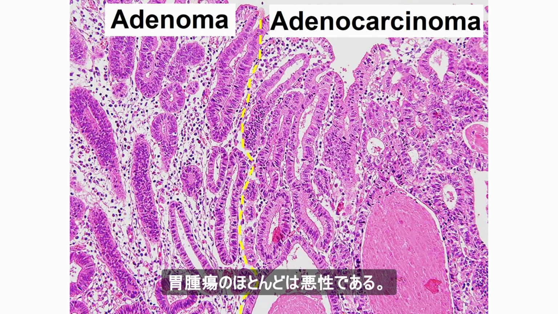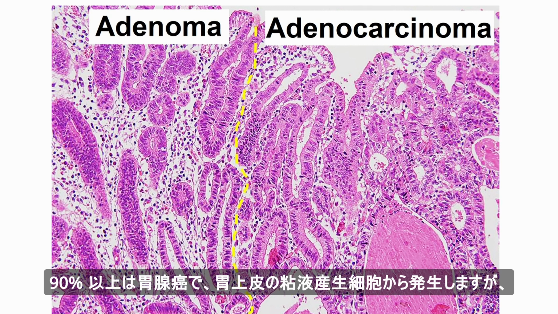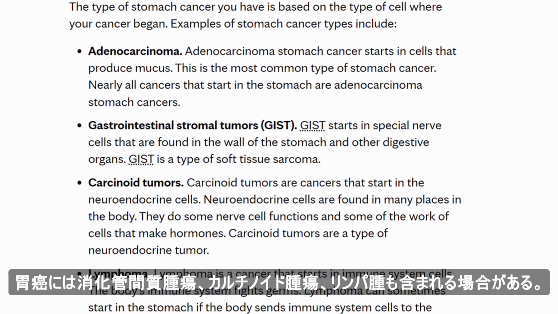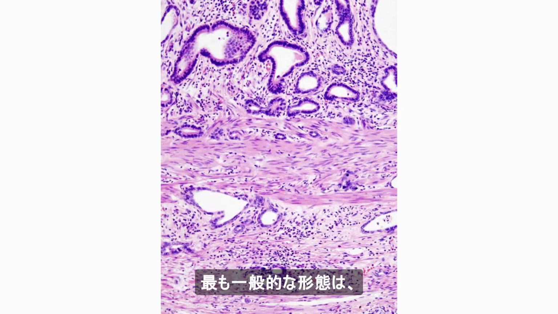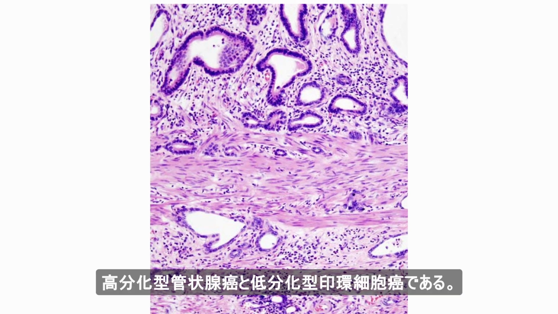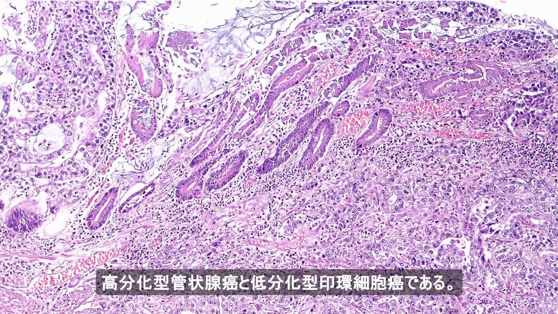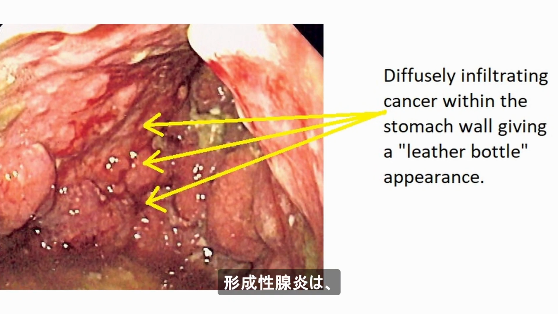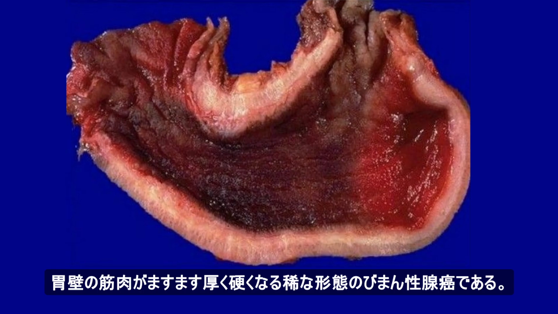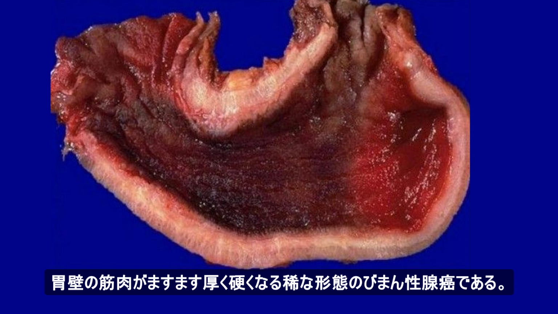Most stomach tumors are malignant. More than 90% are gastric adenocarcinomas and arise from mucus-producing cells in the gastric epithelium. But stomach cancers can also include gastrointestinal stromal tumors, carcinoid tumors, and lymphomas. The most common forms are well-differentiated tubular adenocarcinomas and poorly differentiated signet ring cell carcinoma. Linitis plastica is a rare form of diffuse adenocarcinoma, in which muscles of the stomach wall become increasingly thick and rigid.